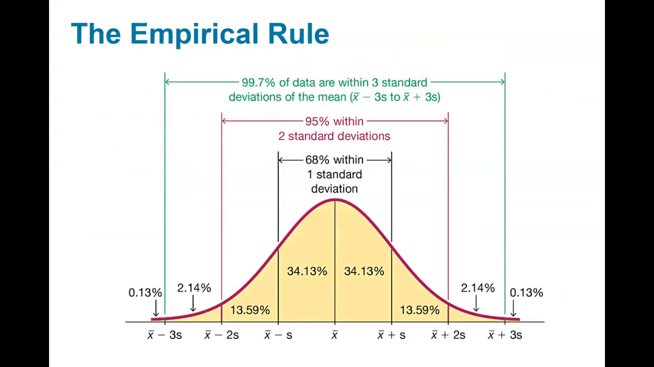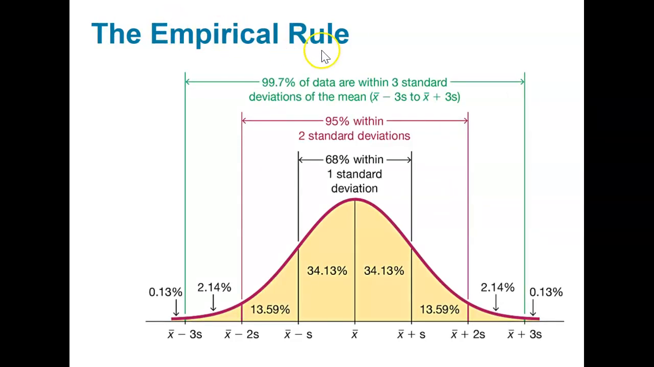Let's take a look at 3 concepts that can help us understand and interpret the value of standard deviation: the empirical rule, the range rule of thumb, and the Chebyshev theorem. According to the empirical rule, 68% of all data values lie within one standard deviation from the mean. 95% of the values in the dataset lie within 2 standard deviations from the mean, and 99.7% of all the data values are within 3 standard deviations of the mean.